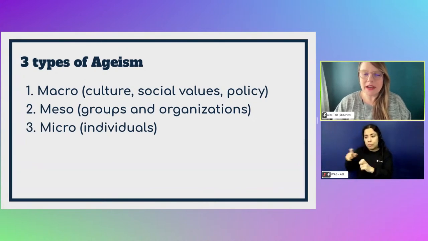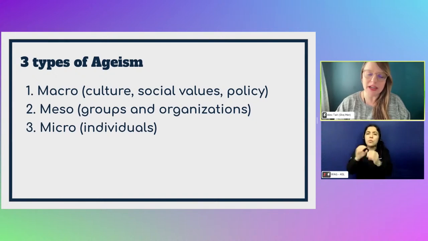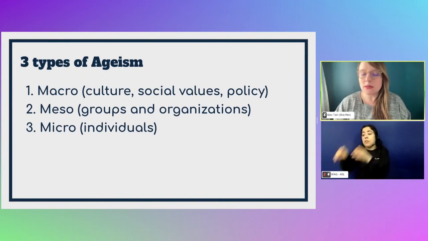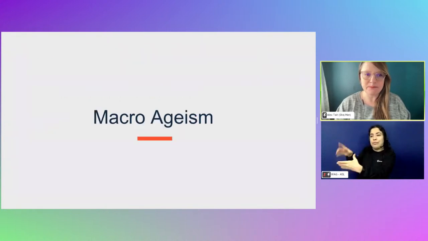So there's 3 types of ageism that typically get explored in academic literature. Macroageism, which refers to cultural, social values, and policy. Meso-ageism, which is about groups and organizations. And microageism, which is about the thoughts, emotions, and actions of individuals. I'm going to talk a bit about each of these.